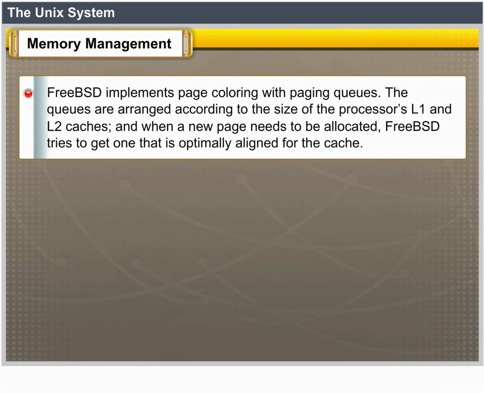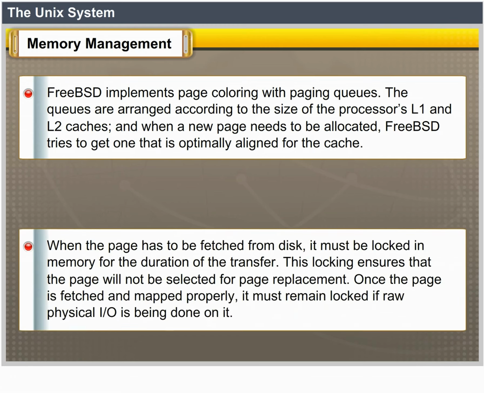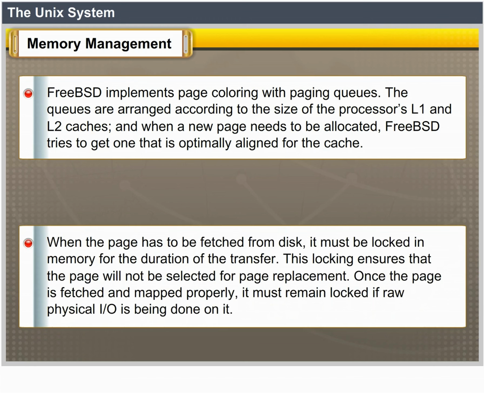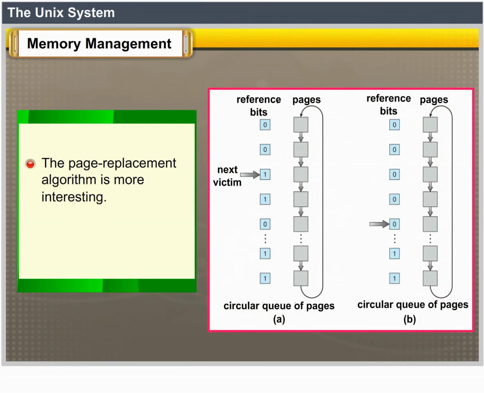FreeBSD implements page coloring with paging queues. The queues are arranged according to the size of the process's L1 and L2 caches, and when a new page needs to be allocated, FreeBSD tries to get one that is optimally aligned for the cache. If the page has to be fetched from disk, it must be locked in memory for the duration of the transfer. This ensures that the page will not be selected for page replacement. Once the page is fetched and mapped properly, it must remain locked if raw physical I/O is being done on it. The page replacement algorithm is more interesting.